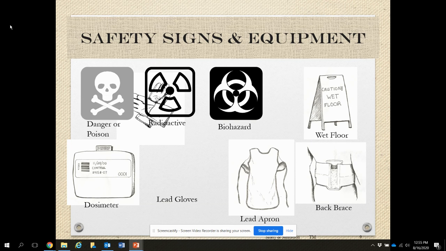Then you have a dosimeter down here in the lower left. A dosimeter is a badge that you wear when you are doing radiographs on an animal, and it measures the amount of scatter radiation that you are exposed to. We're only allowed to be exposed to so much scatter radiation, and the dosimeter tells us how much we have been exposed to. So we need to wear those anytime you would be taking a radiograph on an animal.